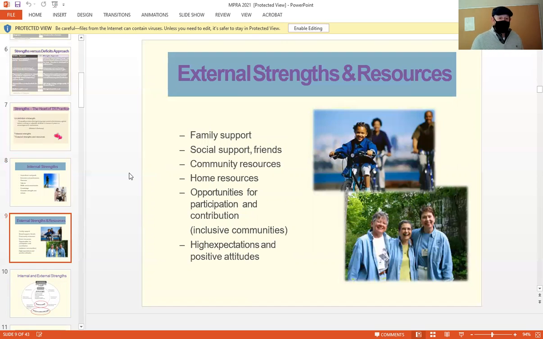Some examples of external strengths that we have here. Family support. Some cases, like I said, you have more than others. I worked at NMRC, like all of you know, for a long time. And most of the families have a good bit of good family support.